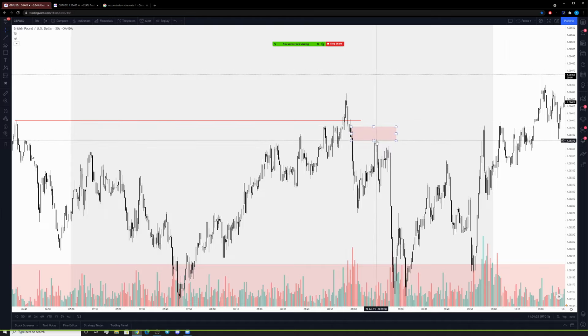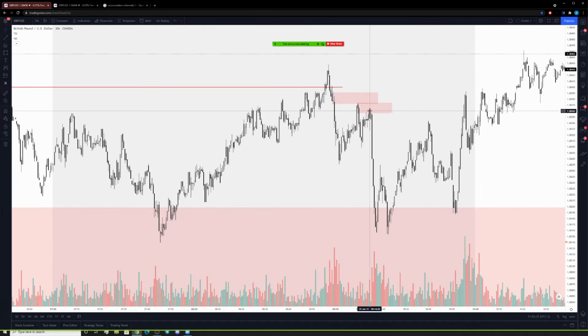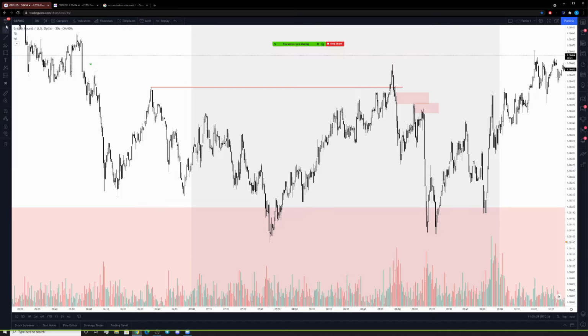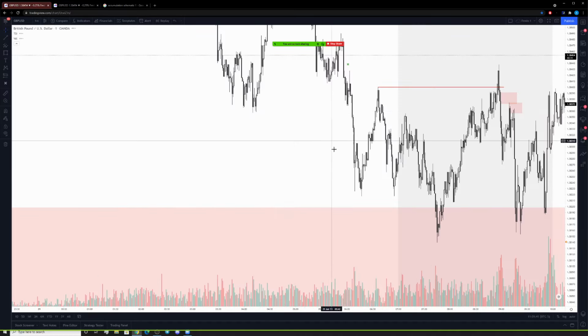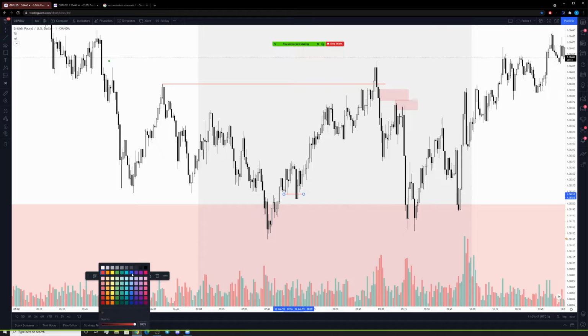Right, we see mitigation, internal break of structure, entry. This is my entry. So, entry one, break even, right? Remember what we said about solidified lows? This is the last time we see a solidified low.